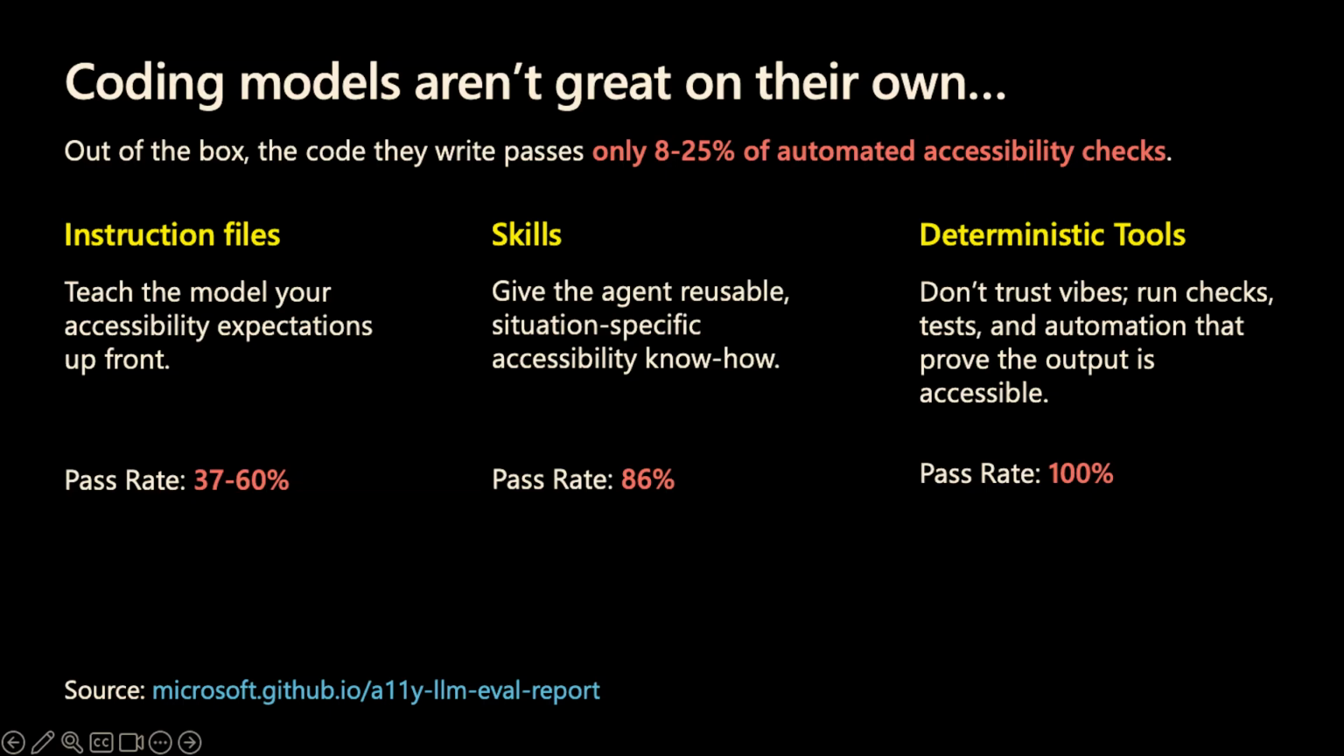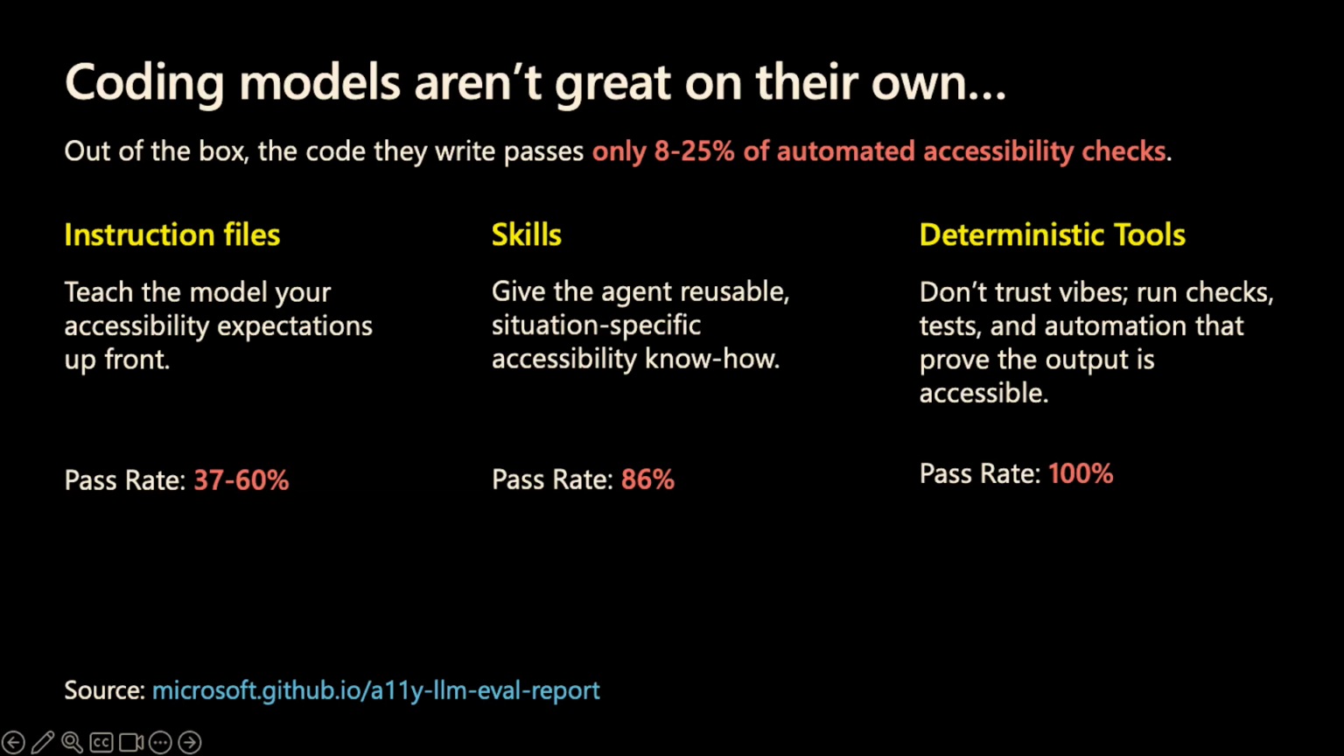So out of the box, as we have here on the screen, it says they write things that only pass 8 to 25% of automated accessibility checks. So the opposite of that is essentially 75 to 92% of the time it is not accurate at all. When you add these other things to it, instruction files, skills, deterministic tools, the percentage goes up higher and higher. So this is like a cumulative effect.